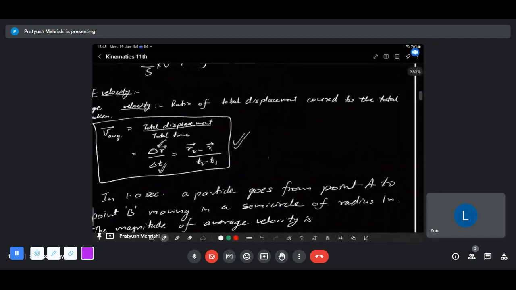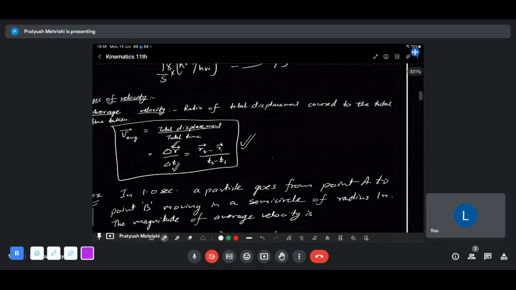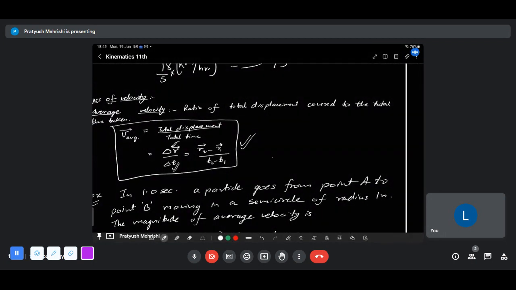In 1 second, a particle goes from point A to point B, moving in a semicircle of radius 1 meter. What is the magnitude of average velocity? Yes, calculate it fast. You have 30 seconds.